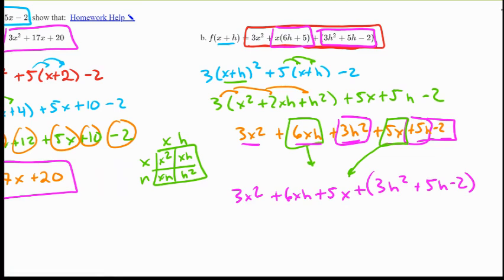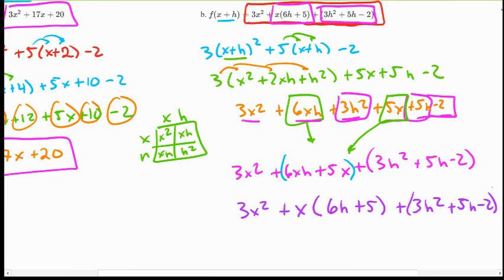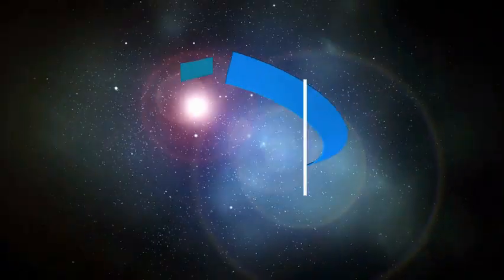And the last thing I'm going to do here to make it look the same is, if I look at these two terms here, there's a greatest common factor of x. And so what I would get after factoring that out is 3x squared plus x times (6h plus 5) plus 3h squared plus 5h minus 2. And so effectively we have, using some algebra, figured out how to rearrange things and make it look like what we were trying to prove in the first place up here, that f of x plus h is equal to that long string of numbers.